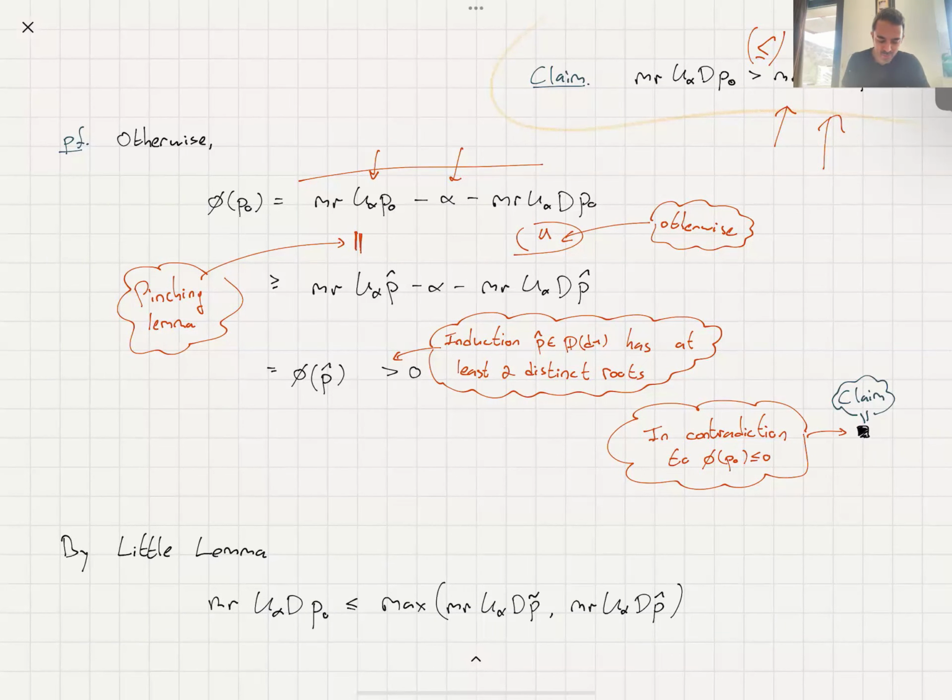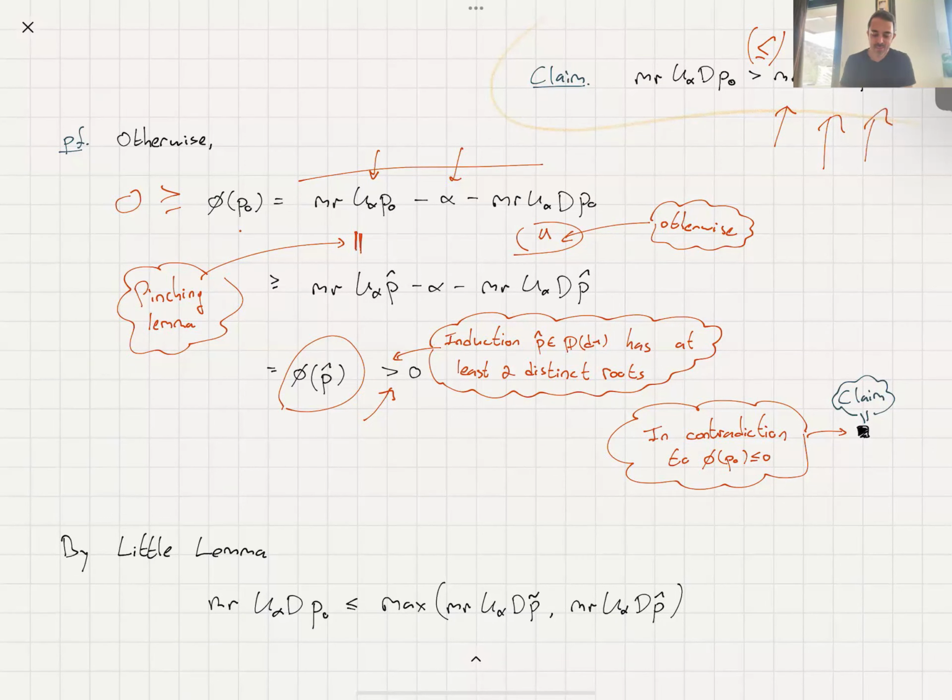Okay, so this means that phi of p0 is at least, but could be equal to, phi of p hat. But phi of p hat is strictly larger than 0 because p hat has degree d minus 1, and it has at least two distinct roots, if you recall, because d was at least 3 and so forth. And so by induction, we know that this is strictly larger than 0, which stands in contradiction to the fact that phi of p0 is at most 0. Good, so that's the little claim that we proved.